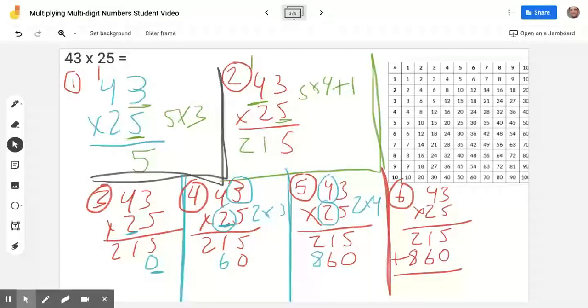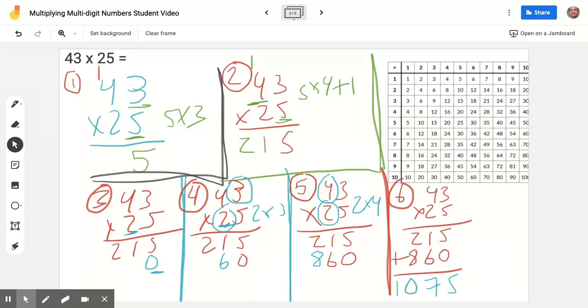And your answer is 1075. Now when you're done with this, because you're going to have some problems to do at the end of this video, check it with a calculator. I'm going to grade you on showing your work, so you have to show your work regardless. But yeah, you can use a calculator to check.